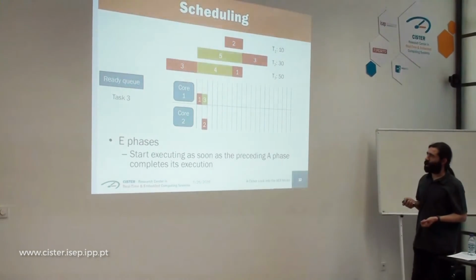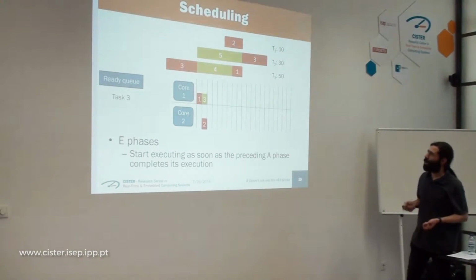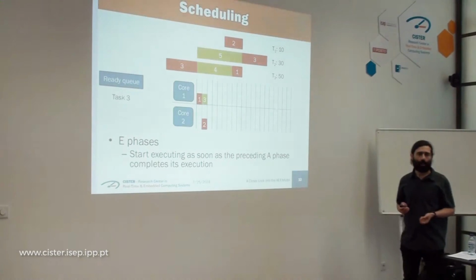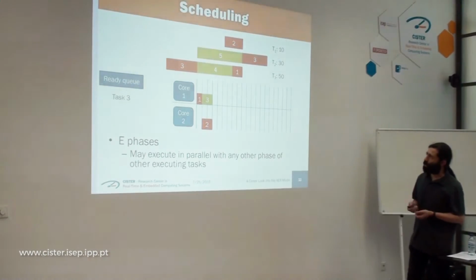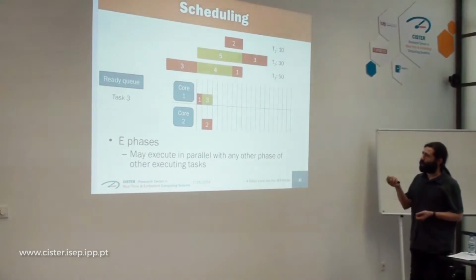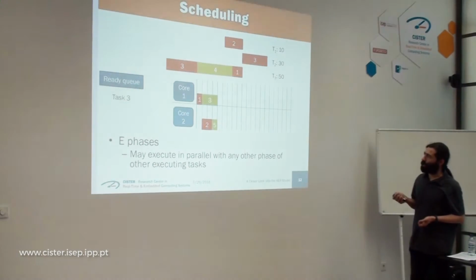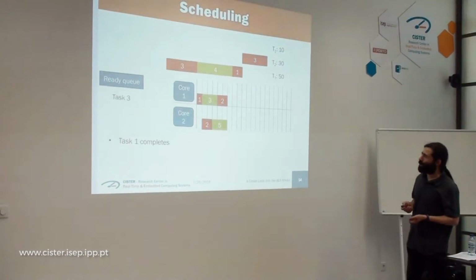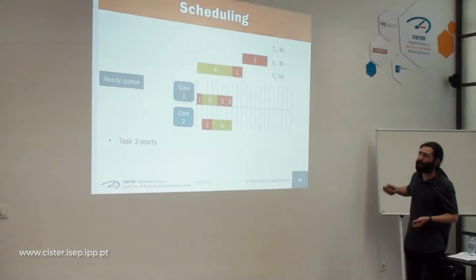Then we move on. This is the acquisition phase. Then we move to the execution phase, and at this point, as no other core is executing an acquisition phase, task 2 can start in time unit 2. So the execution continues. Here we show an important aspect of the model, which is the parallelism. Whenever we have E phases, they can execute in parallel with other tasks in the system, even if they are execution phases or memory phases. Okay. Then task 1 completes, and then task 3 can start in core 1, which is the first idle core, and no other core is executing in memory phase.